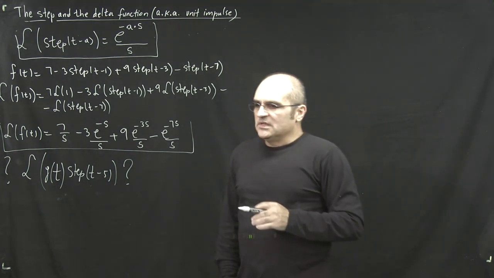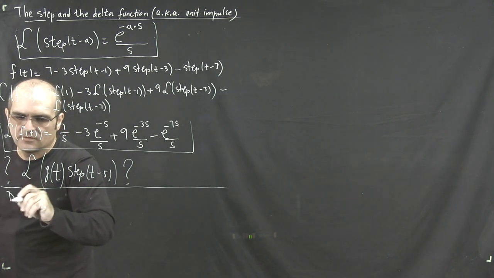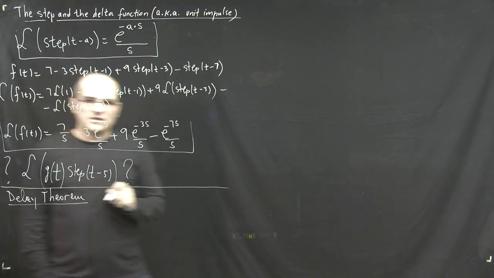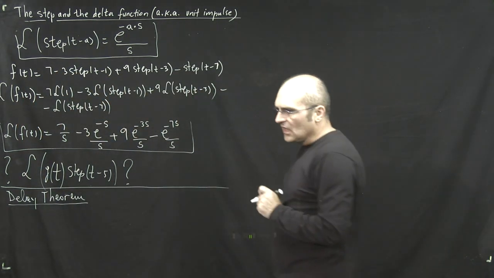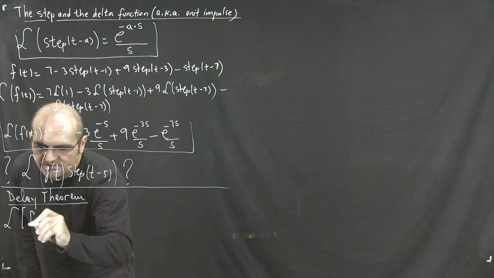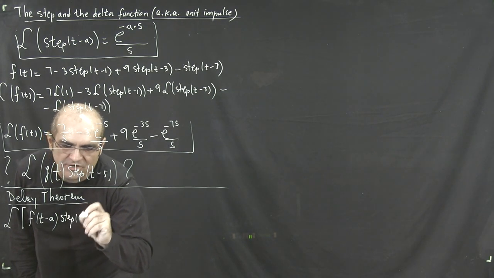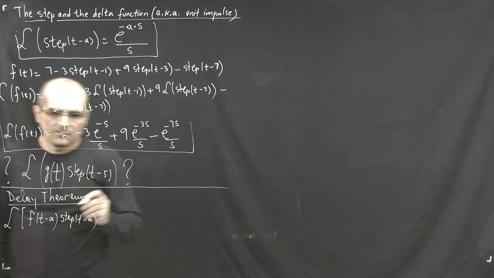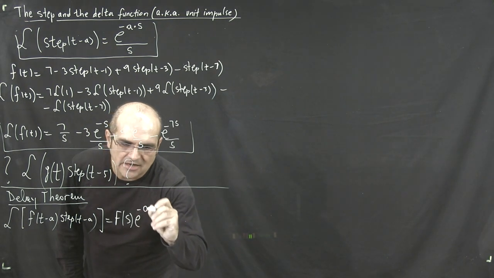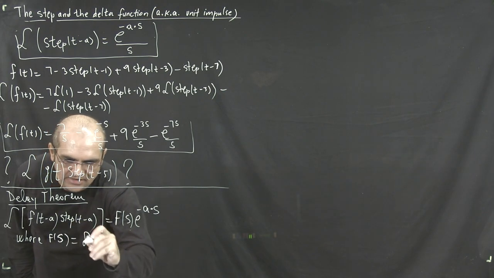So the formula that is needed for this type of Laplace transform is the so-called Delay Theorem. And again, have the table of Laplace transforms in front of you, so you can see it there. It states that the Laplace transform of a function applied to t minus a, so a function at t minus a, times the step function at the same time value, t minus a, is equal to big F of s e to the minus as, where big F of s stands as usual for the Laplace of f of t.